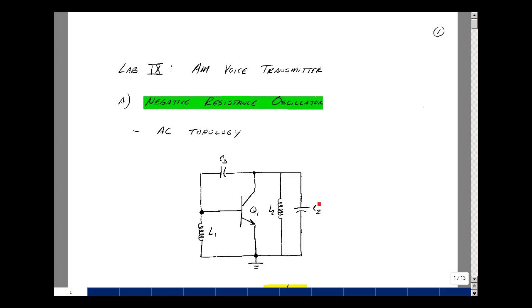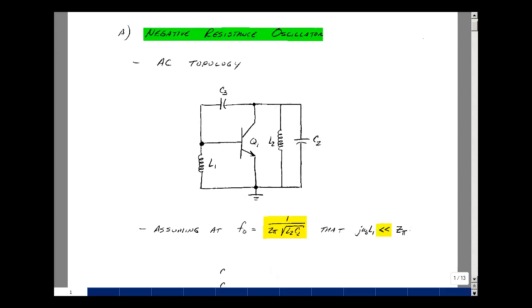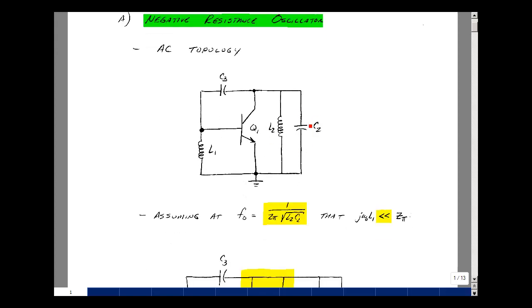Here we've got a parallel L and C, and then a capacitor across the base collector, and an inductor across the base emitter. Now the resonant frequency of this LC combination is 1 over 2 pi square root of L2C2, but let's assume that at that frequency the impedance of the inductor is much less than the impedance looking into the transistor, which I'll just call Z pi. Also I have C3 in parallel with C mu, and that'll be much larger in capacitance than what's here. So these will dominate the AC circuit.